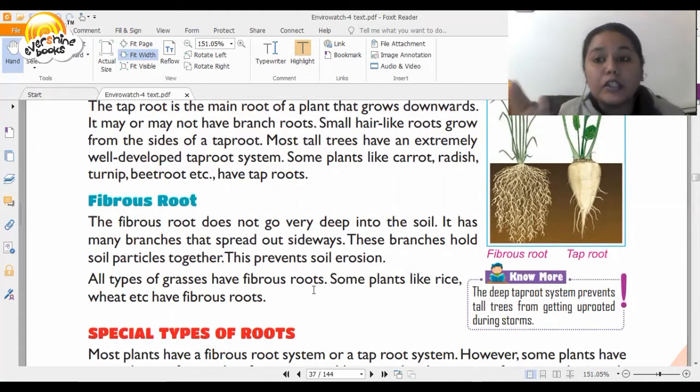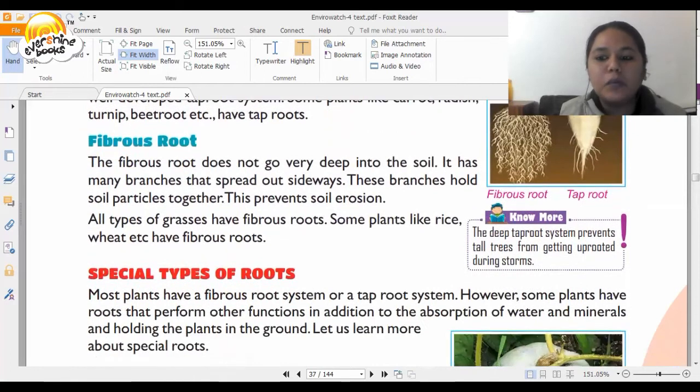Radish, carrot, beetroot, all these are taproot. And fibrous, you have wheat, you have rice and other grasses. Then there are some special types of roots. Let's see what these are. Most plants have a fibrous root system or taproot system.